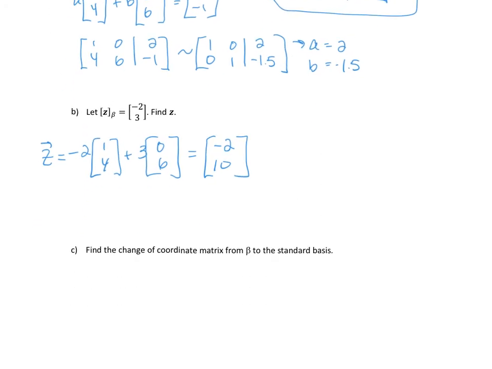The change of coordinate matrix from beta to the standard basis is just beta in a matrix. Okay, so we just put 1, 4, 0, 6. That's my change of coordinate matrix.